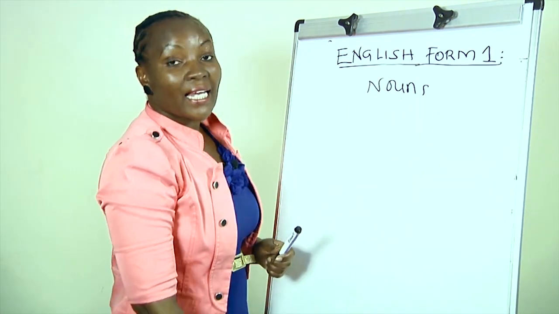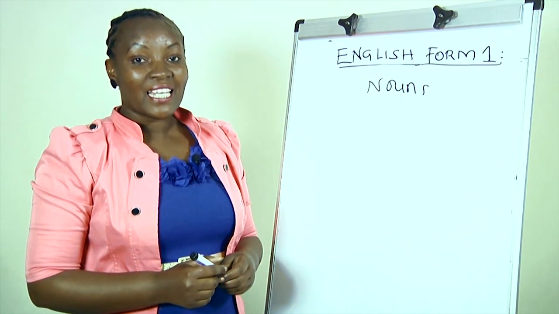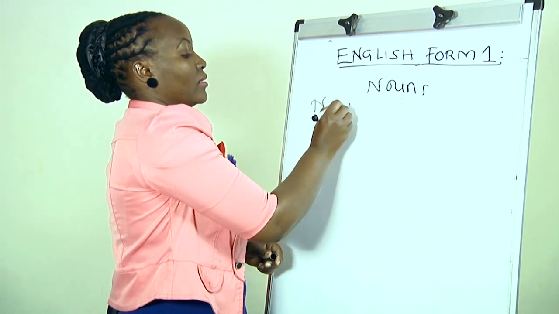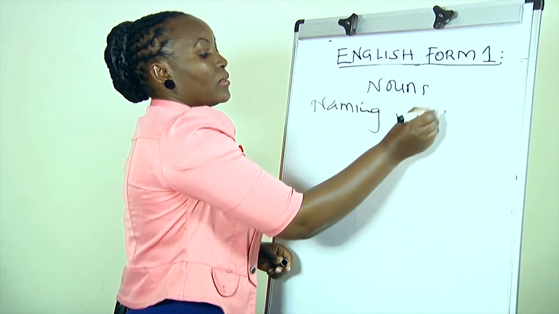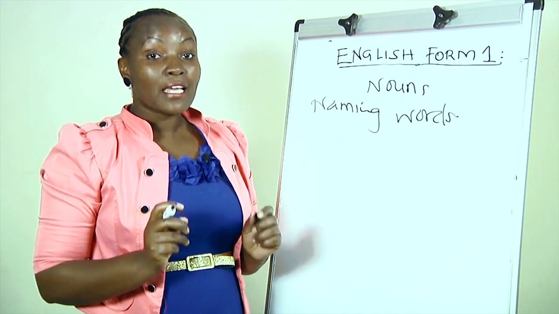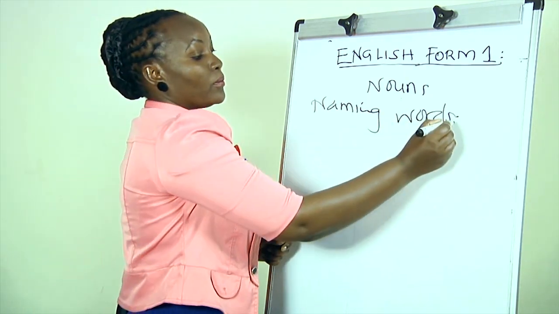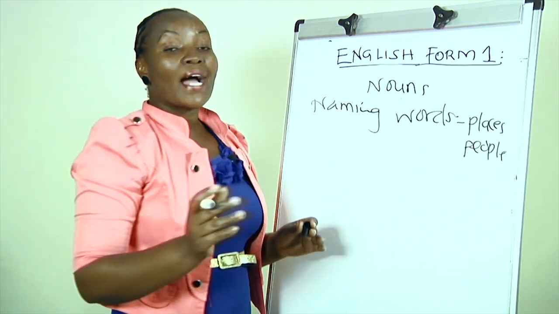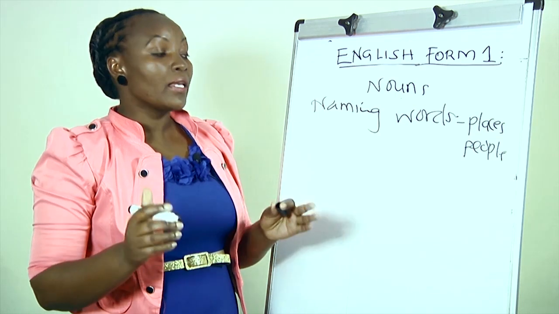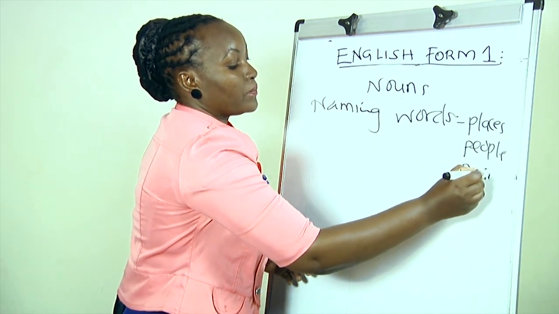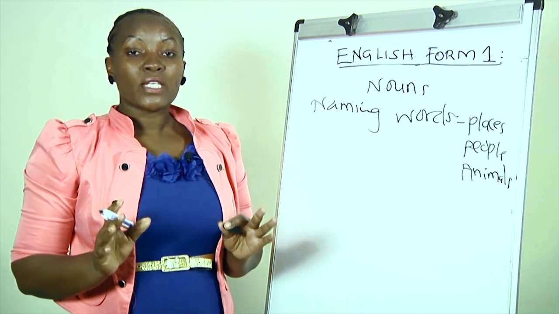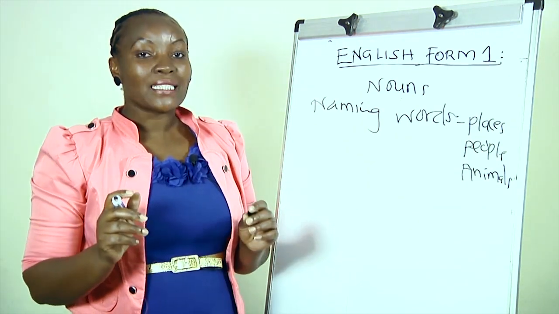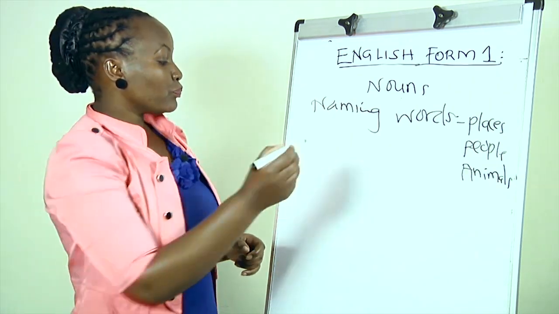And we shall start off our class by defining what a noun is. In very simple words, nouns are naming words. Nouns are ones that give us names of places, names of people, names of animals, names of any other thing. So what we are saying is that a noun is a word that names. And when we look at nouns, we can give a very good example.